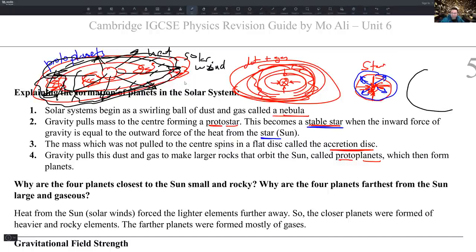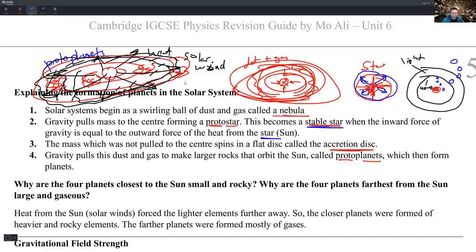So the elements that are light are on the outside of the disk. The elements that are heavy are on the inside of the disk. And then the sun is in the middle. And then you form the planets. The planets that form inside the heavy area are small and rocky. The planets that form on the outer side of the disk are light and gassy.